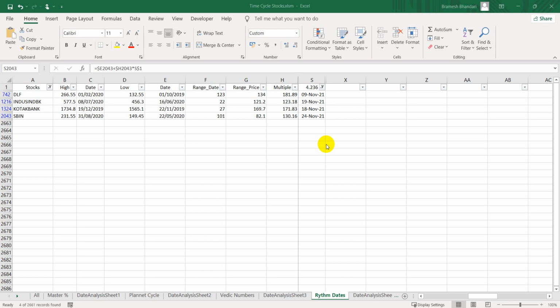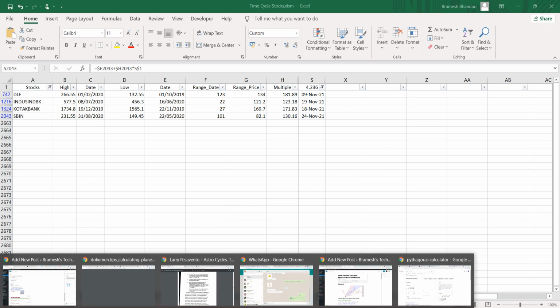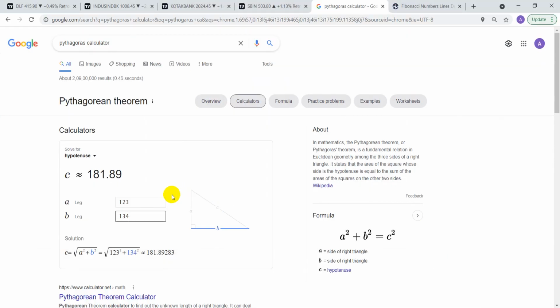So what is this Pythagoras theorem? The Pythagoras theorem is something which we have learnt in our primary school. Basically A, B, C forms a triangle, and AC squared is equal to A squared plus B squared. Now this multiplier is very important. It gives us a very important time cycle. And for the people who don't want to do calculations in Excel, you can just look for a Pythagoras calculator in Google and you will get this calculator.